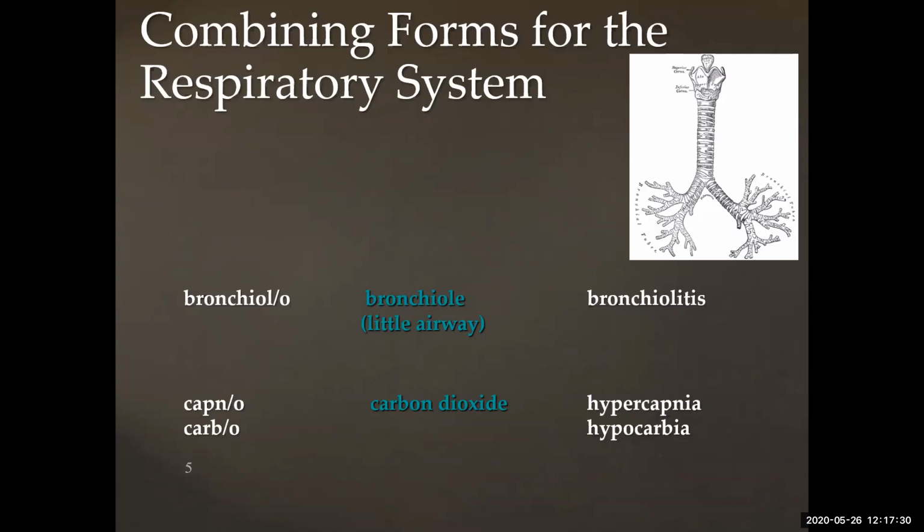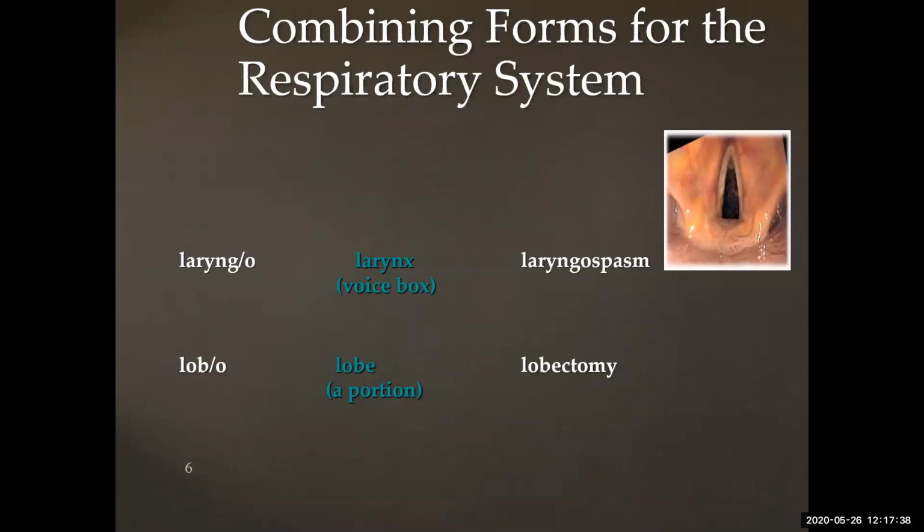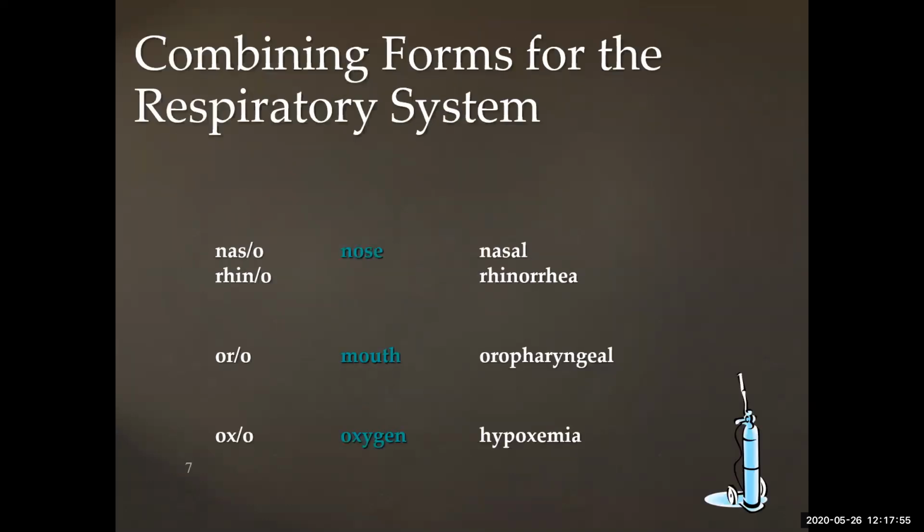Capno or carbo is carbon dioxide, so hypercapnia. So we have an increase of it. Hypocarbia would be a decrease. Laryngeal, the larynx is the voice box, so laryngospasm is the spasm of that. Lobo is a portion, so lobectomy would be removal of one of the lobes of the lung. Your right lung has 3 lobes, your left lung has 2.